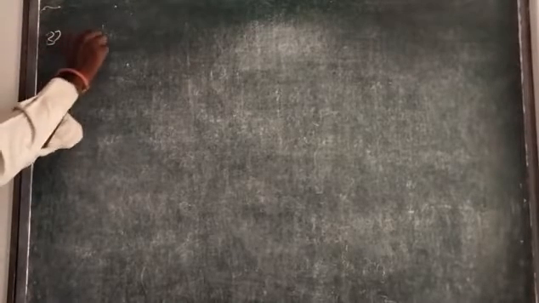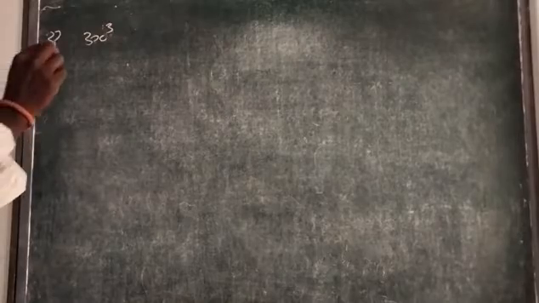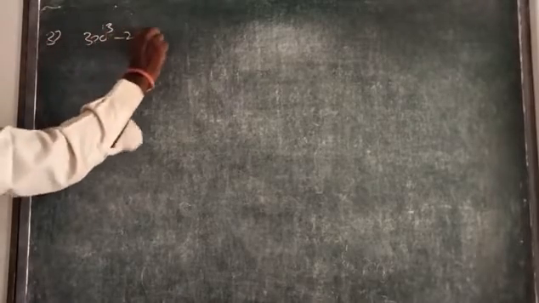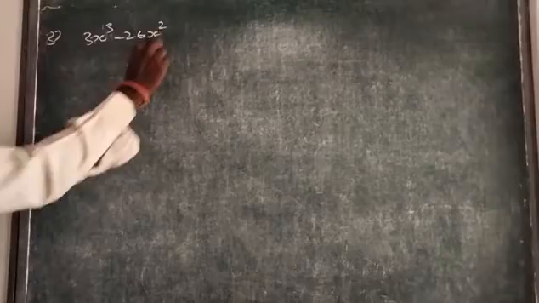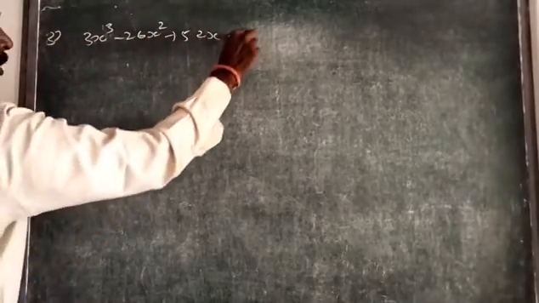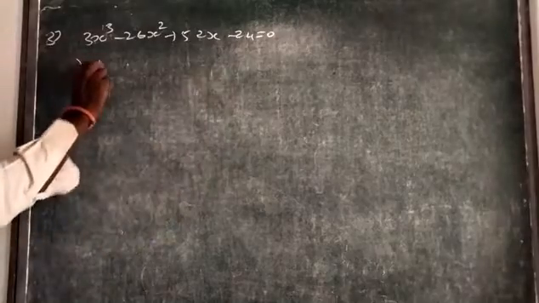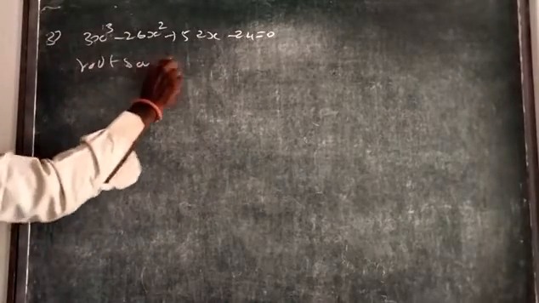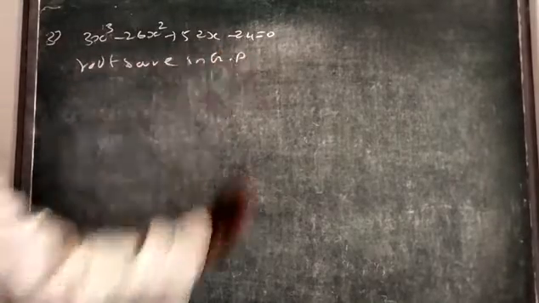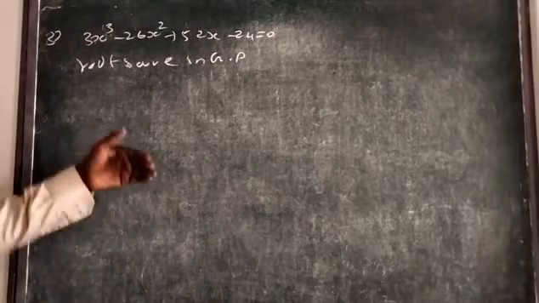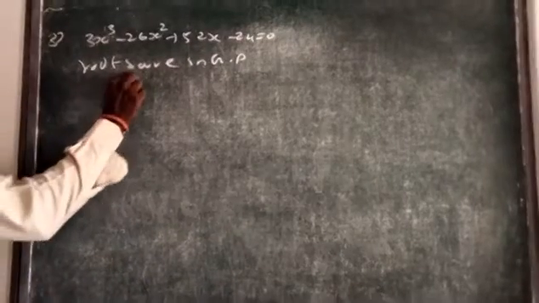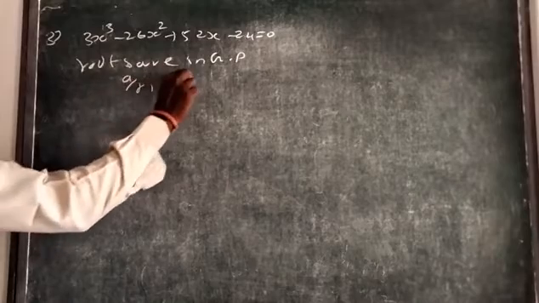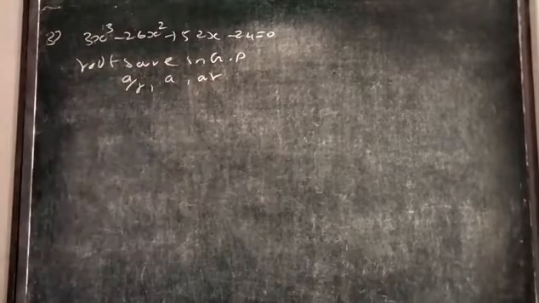In the third question, they gave a polynomial like this: 3x cube minus 26x squared plus 52x minus 24 equal to 0. The roots are in GP. In AP, we write a minus d, a and a plus d. Like that, for GP we can write a by r, a and ar. You take the 3 roots like that.